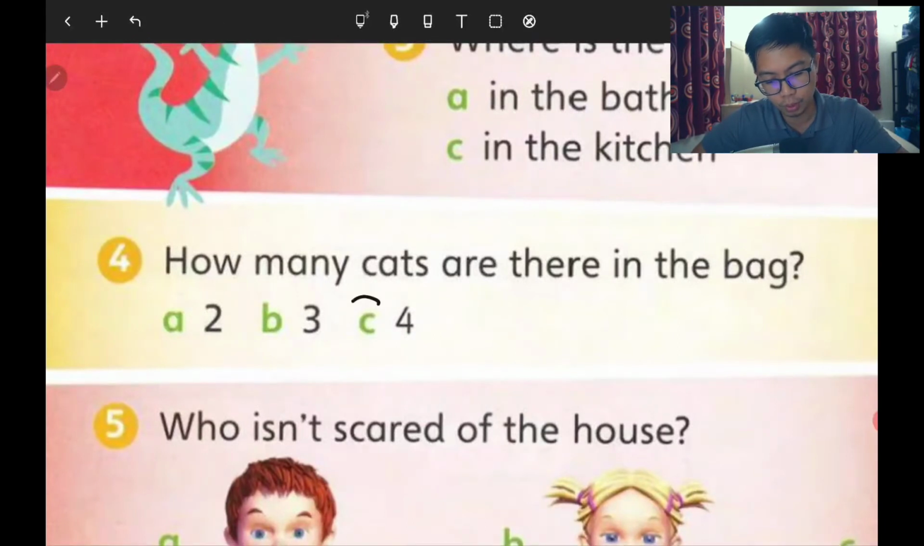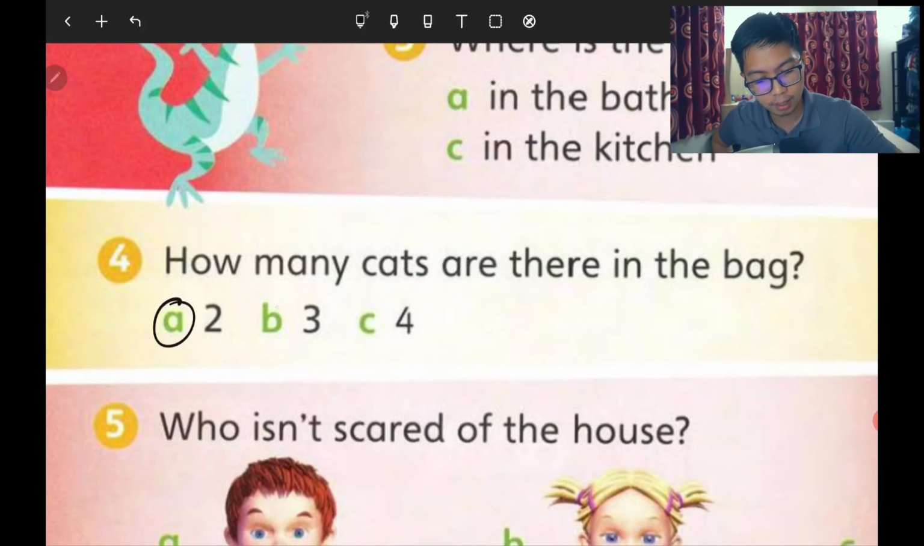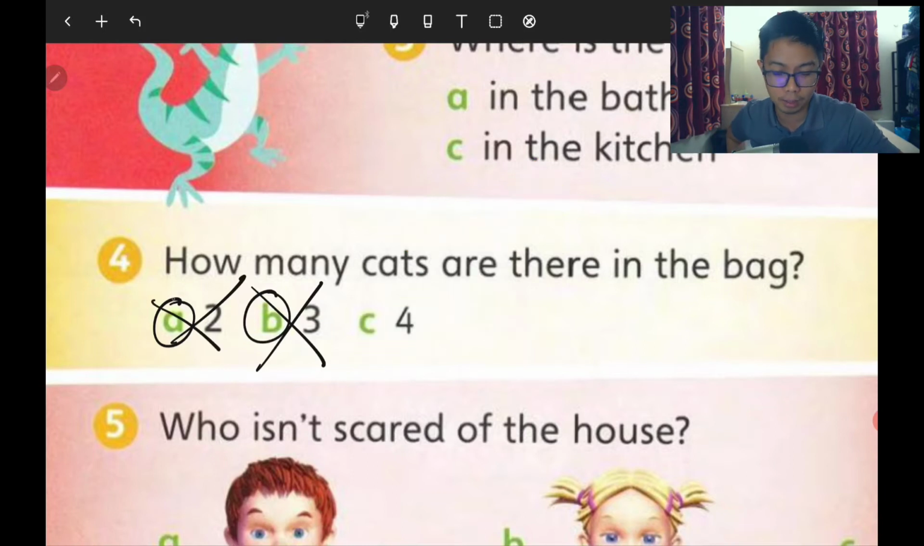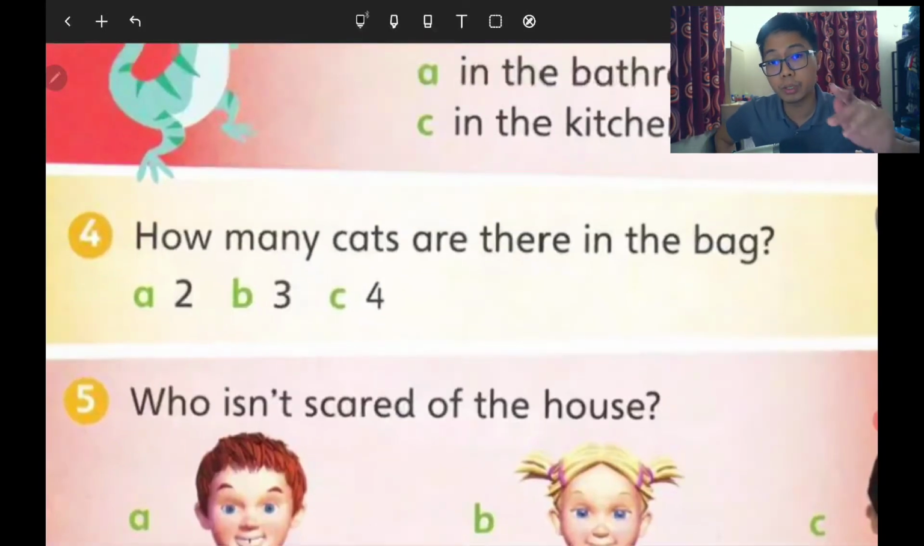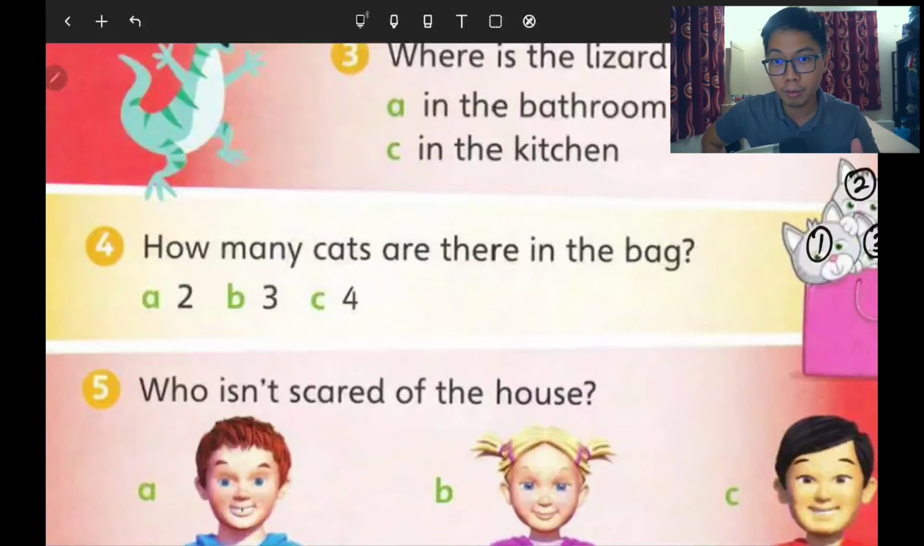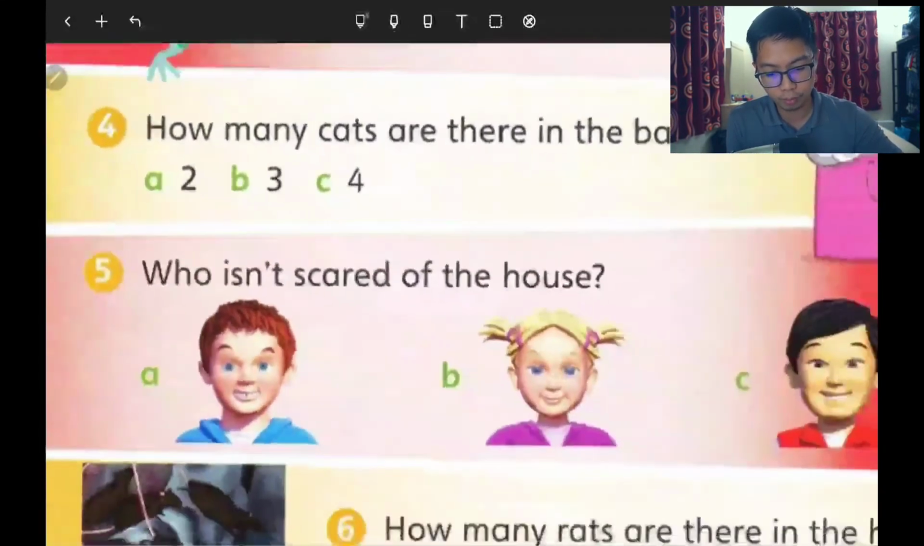So if you answer C, then you are correct. But if you answer A or B, then wrong answers. So how many points do you have right now? How many points? You text me, okay? Mr. Yanson, I have 8 points, okay? 8 over 8. All correct. Hopefully. So, question number 5.